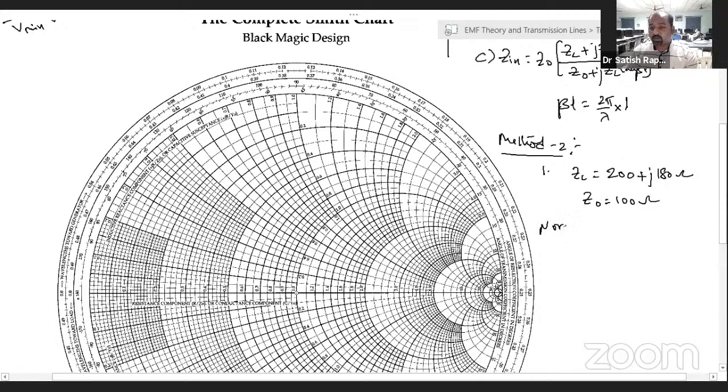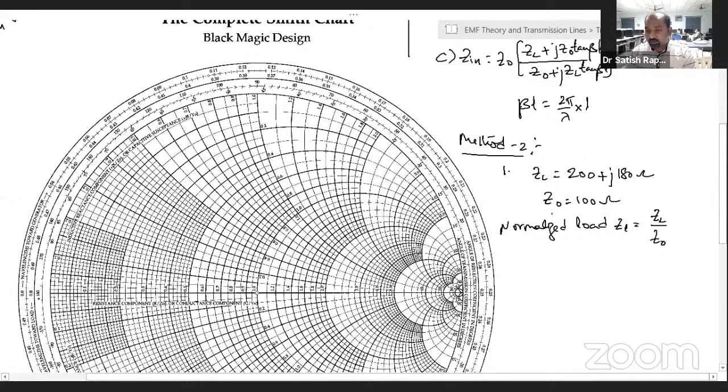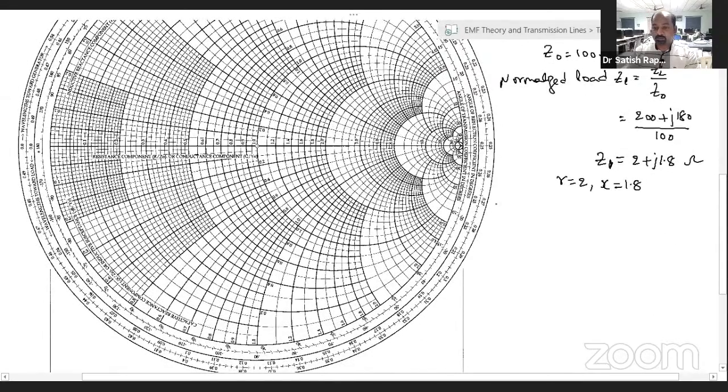Therefore, the normalized load, small z l, is equal to ZL by Z naught, which is 200 plus j180 divided by 100. So we get 2 plus j1.8. This is the normalized load. Therefore, R is equal to 2 and X is equal to 1.8. That is the first point.